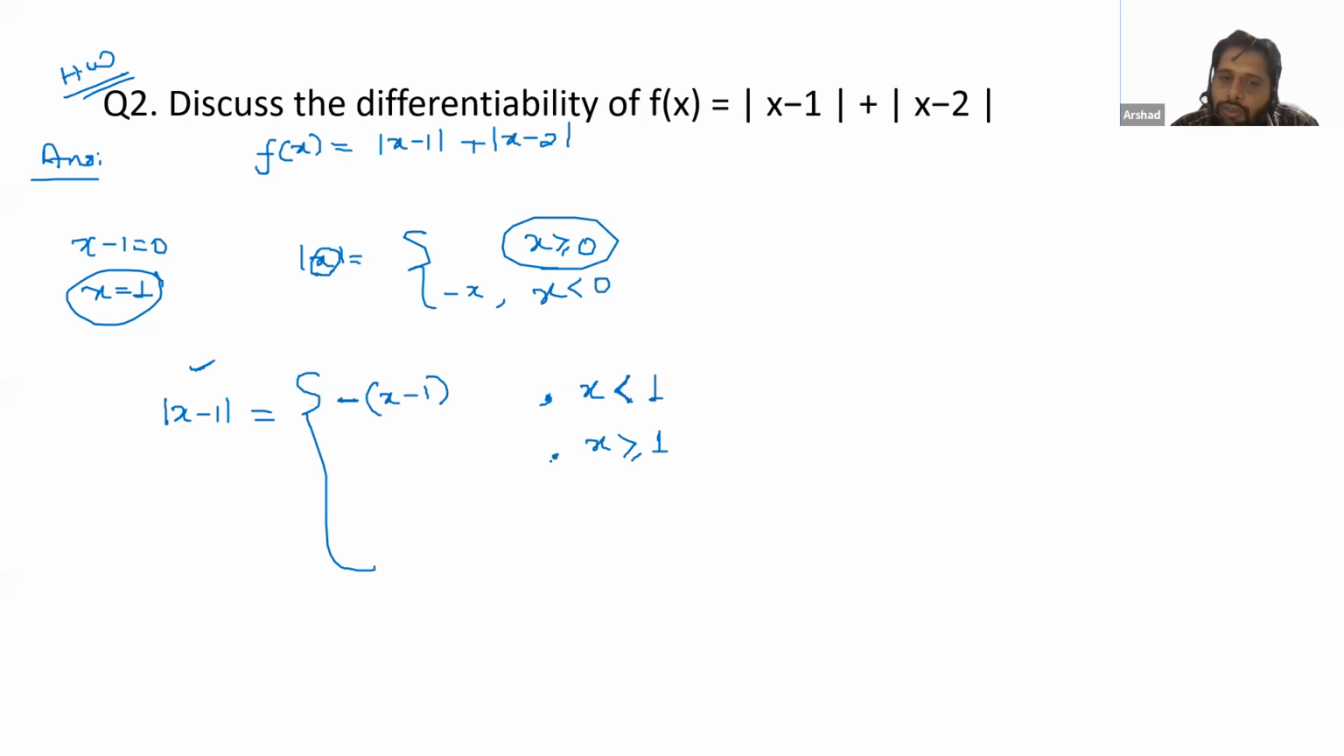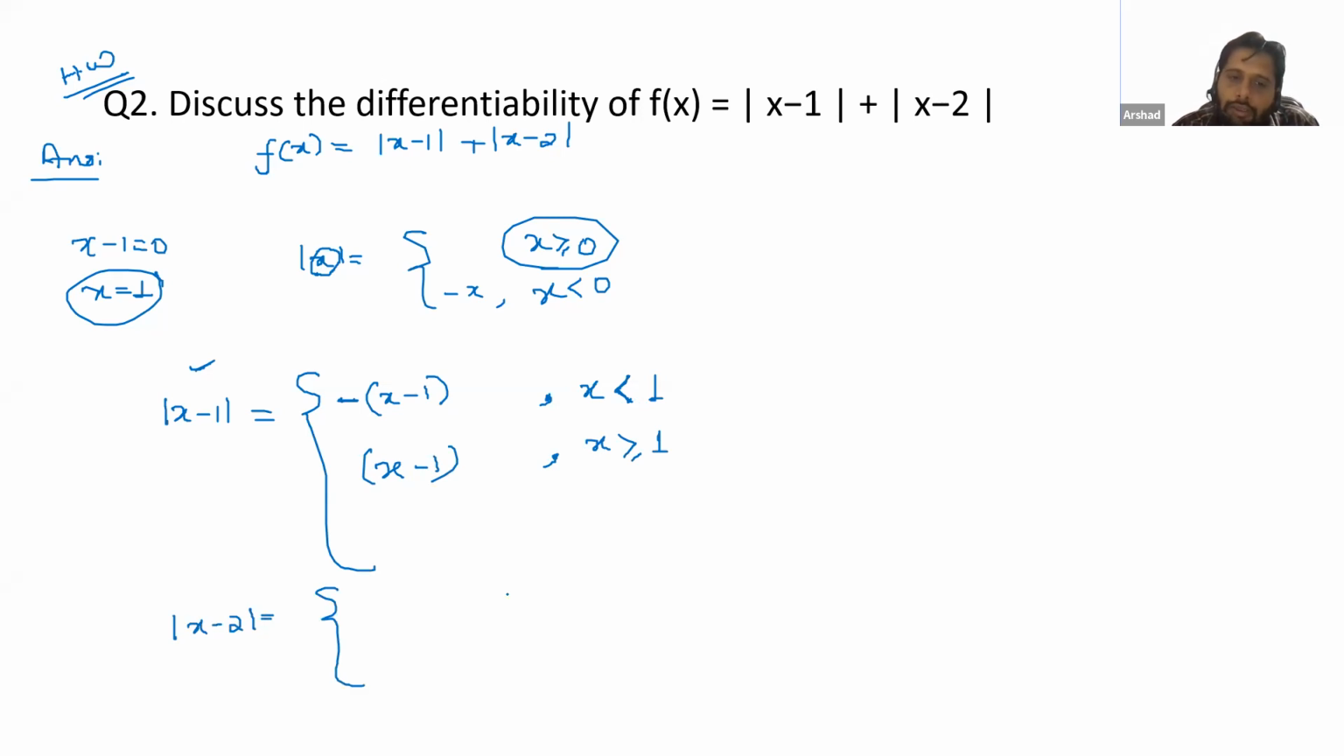Now, similarly, for x greater than or equal to 1, what we can write here? x minus 1. Okay, we will take the positive value. This is clear? Yes, sir. Okay. I hope this is clear to everyone. Now we will check for the second function.